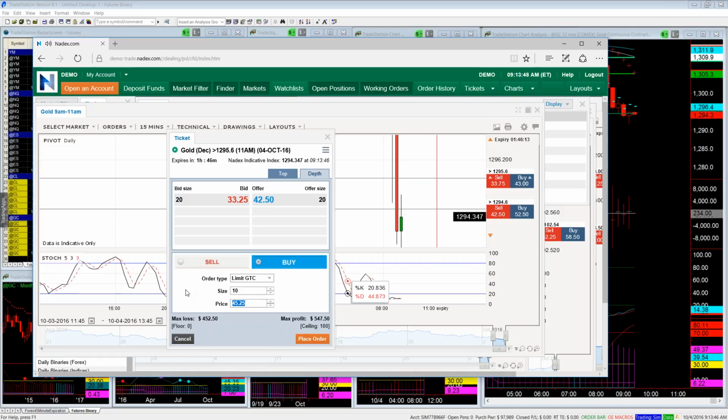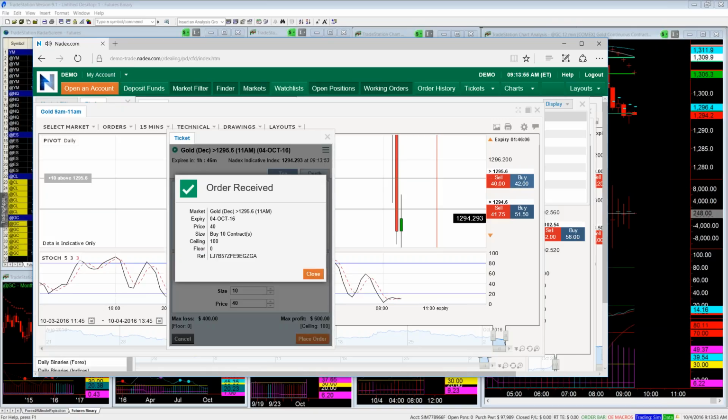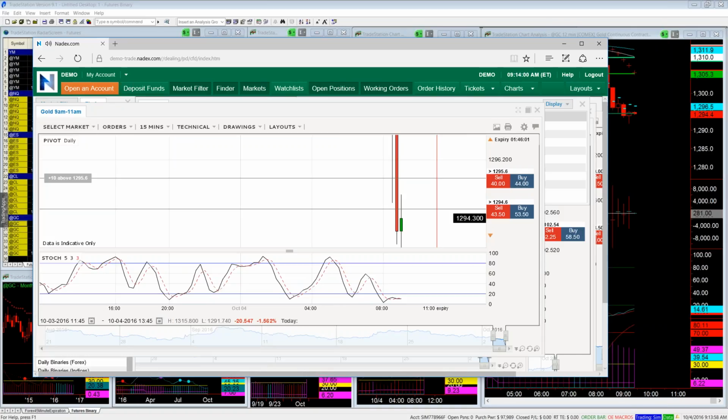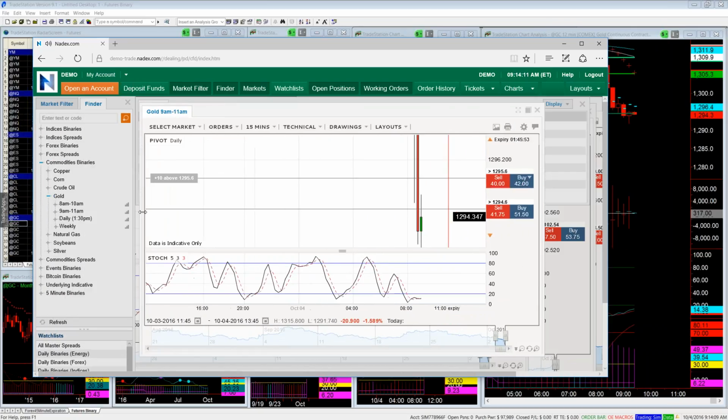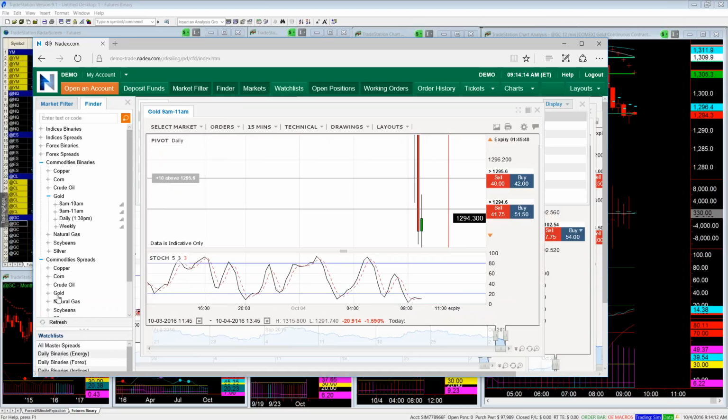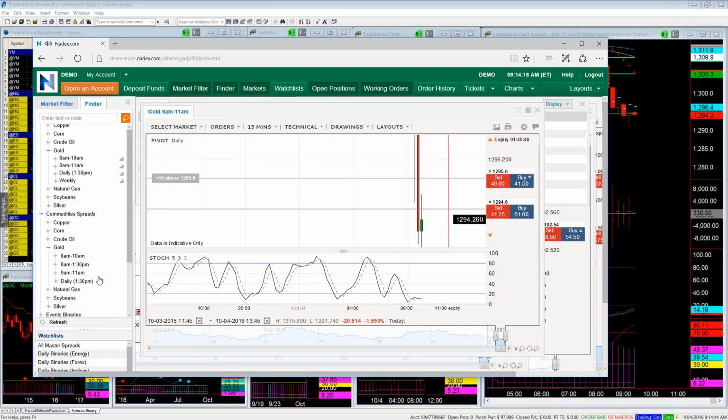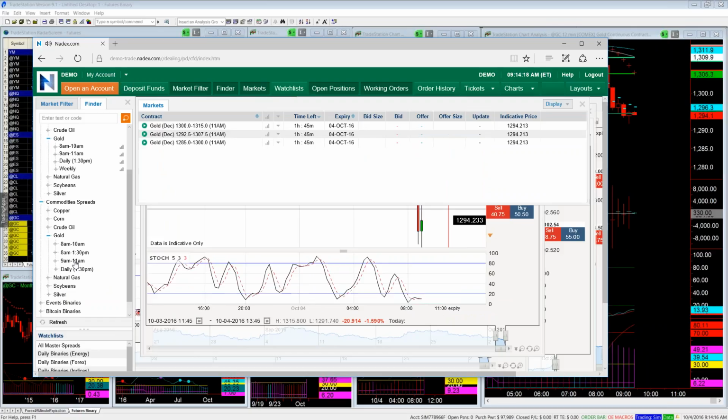What I would do is just come in here and put a $40 price on it. If it pops down to $40, it would put you in the market. Now, do you see how this is gray? That just tells me the order has not been filled yet. Not sure if it would have any spreads on it. No.